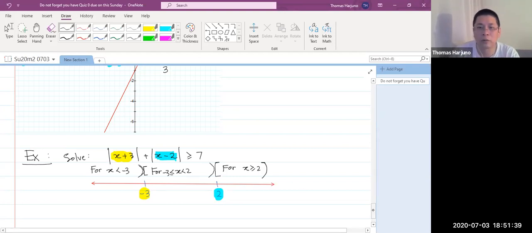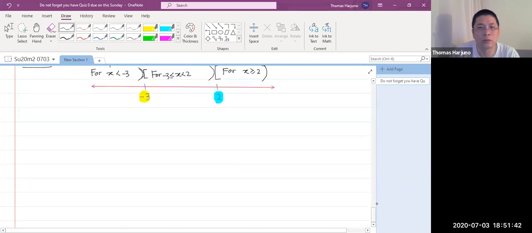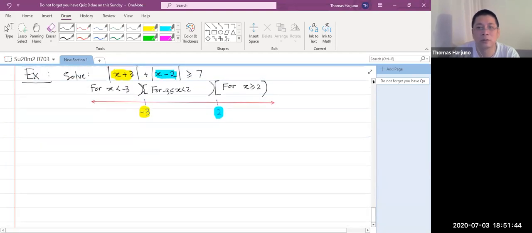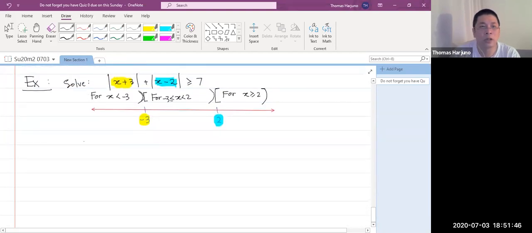Let me just work it out. But you need to actually master what I did above first. Okay, you need to master those first. So the first case, for x greater than or equal to 2.